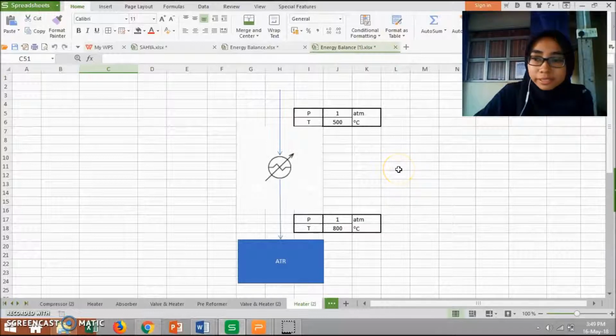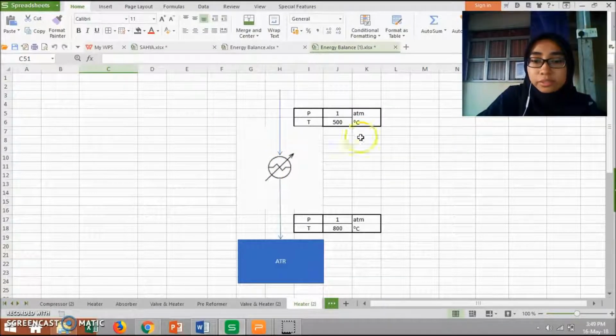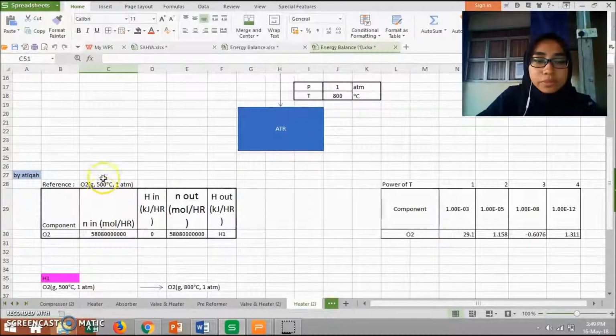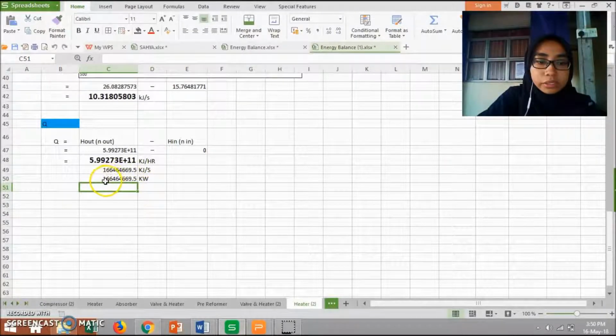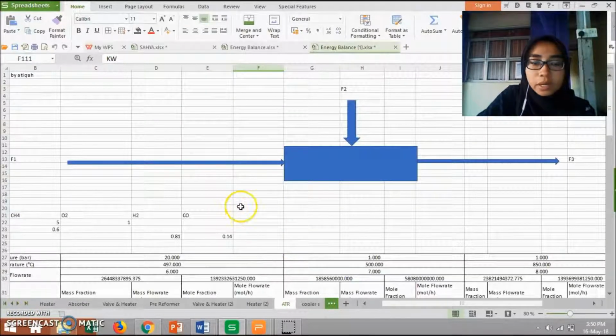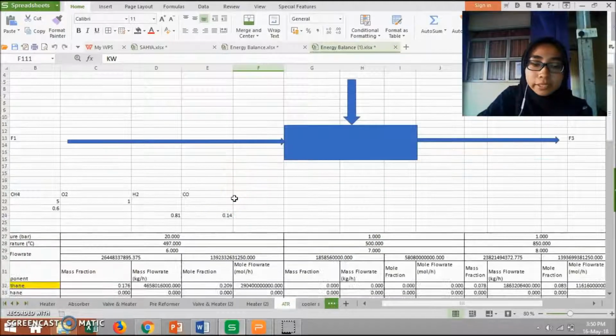For stream 7, I'm using only one boiler, which helps to increase the temperature from 500 degrees Celsius to 800 degrees Celsius. I'm using the oxygen in the inlet as the reference, which is at 500 degrees Celsius and 1 atm. I'm obtaining the Q in positive value, which shows it is an endothermic reaction. Same as the previous unit, the pre-reformer, the ATR, which is the autothermal reformer, is also a reactive unit.